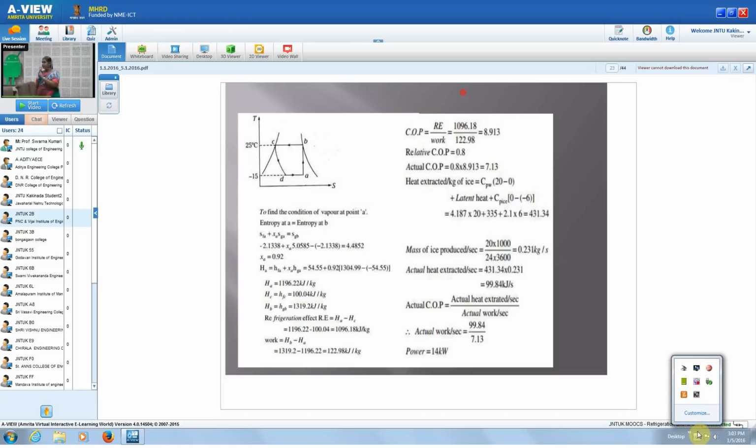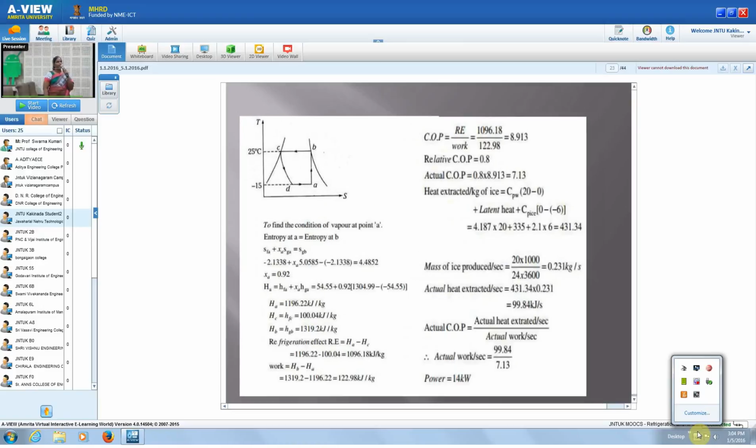And HB is directly known, because that is dry and saturated state at 25 degrees centigrade. So the vapor enthalpy is HB. So that value is directly given from the properties, that is 1319.2.